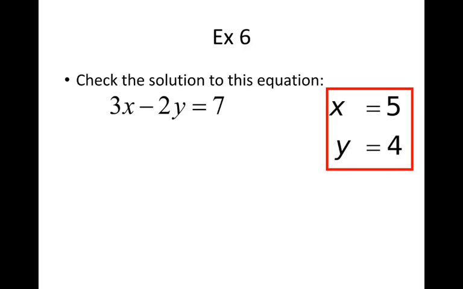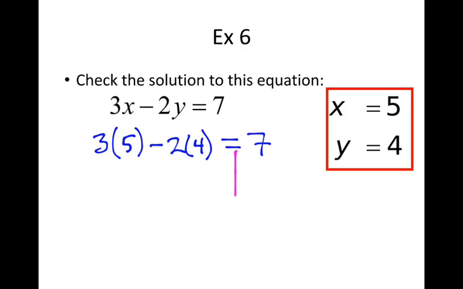has 2 variables in it, but notice that the answer that we got also has 2 variables in it. So what am I going to do when I substitute? Put the number in each one. Yeah, I'm going to put 5 in where the X is, and I'm going to put 4 in where the Y is. So what's that going to look like? 3 times 5 minus 2 times 4 equals 7.